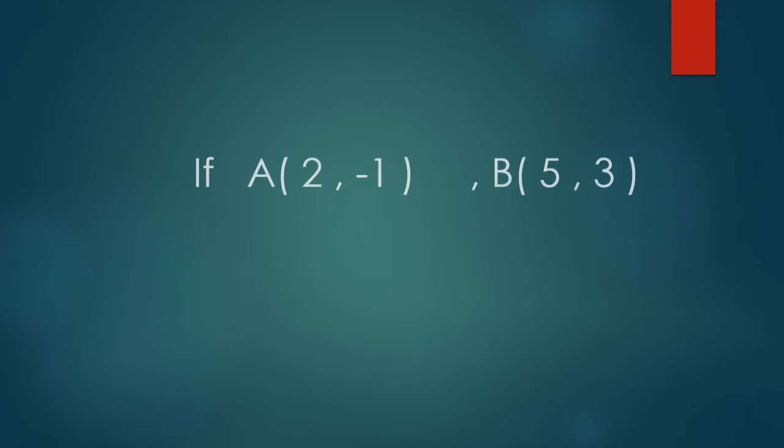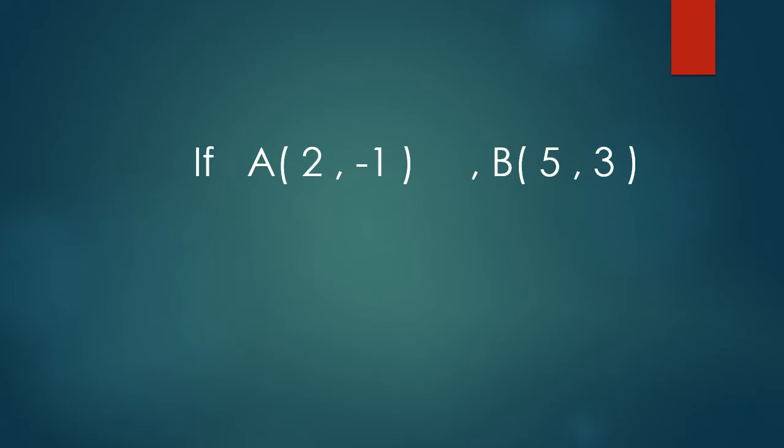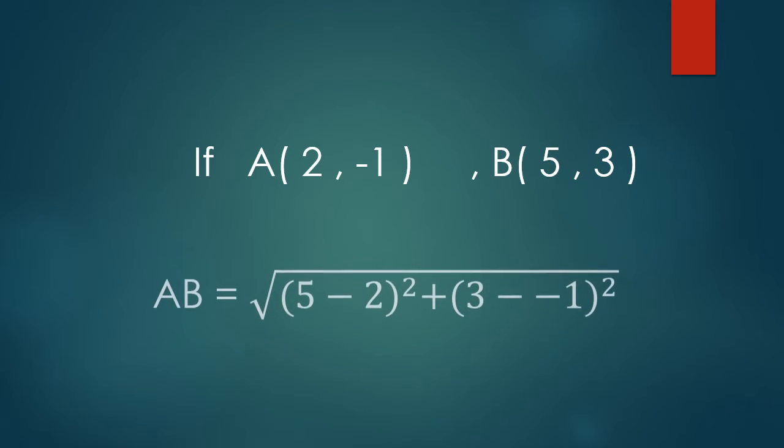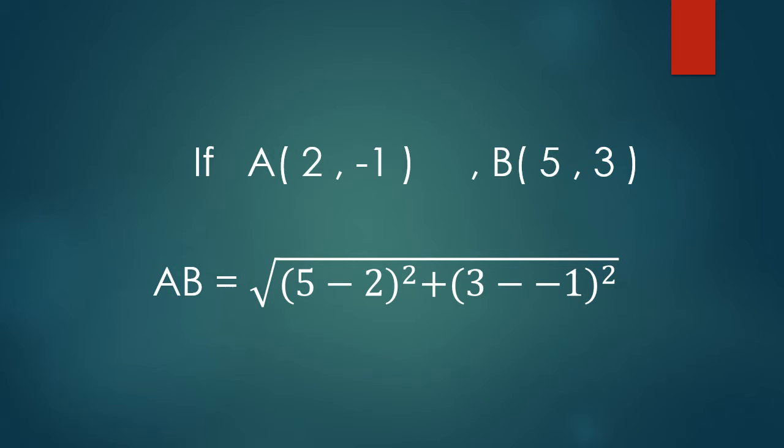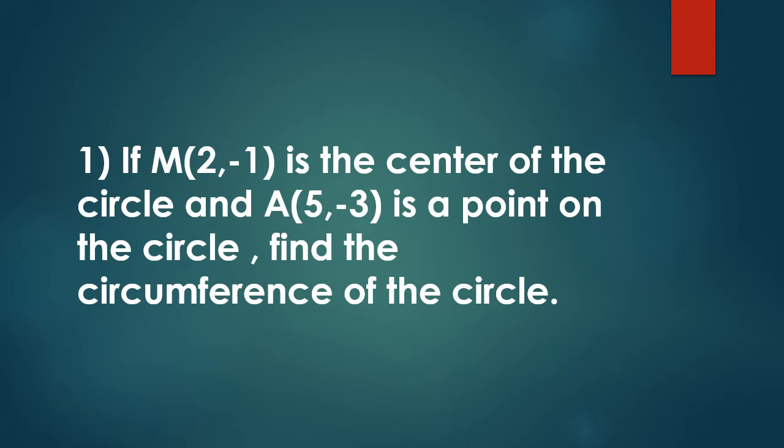For example, if I want to find the distance between A (2, -1) and B (5, 3), then AB equals the square root of (5 minus 2) and (-1 minus 3), all to the power 2. It will be 5 length units.